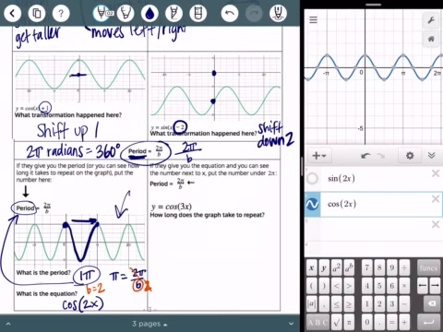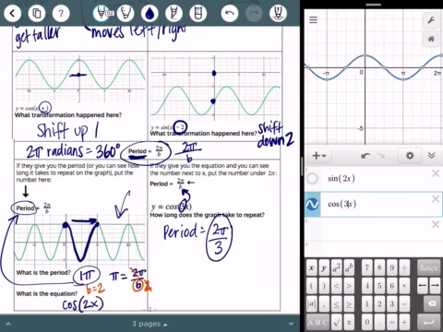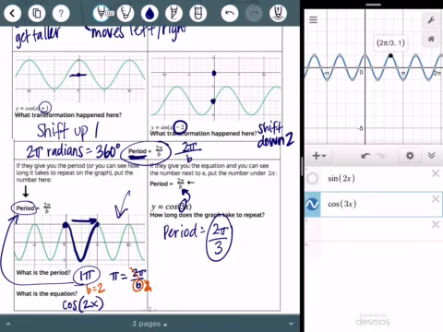Right? If they give you the equation, you can take that b and you can pop it in right here. So we would say here that the period is 2 pi divided by 3. So that means that it's going to take the graph 2 pi divided by 3 in order to repeat. So if I change this to a 3, we can see that 2 pi over 3 is how long it takes. So it goes from 0 over to 2 pi over 3.